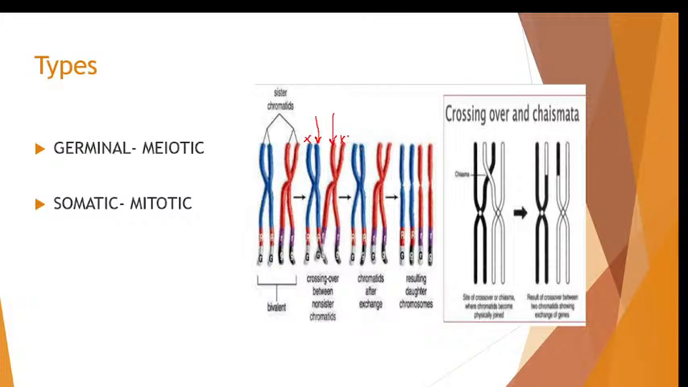So in total, what happens? Only 2 of the 4 chromatids are affected in crossing over, because they only form a chiasmata. Only a chiasmata is formed between the 2 chromosomes. So only 2 chromosomes have some structural difference, or there is genetic difference only in 2 chromosomes.